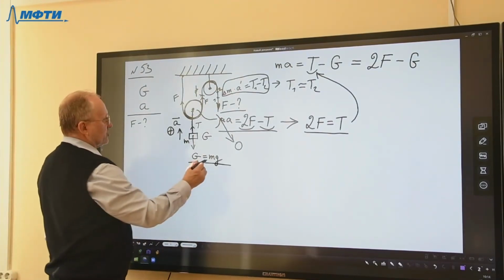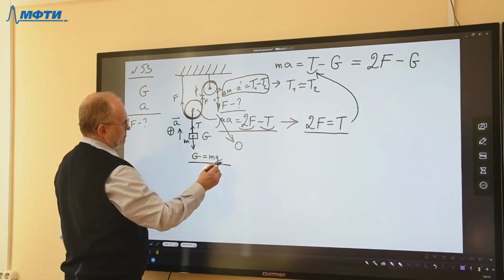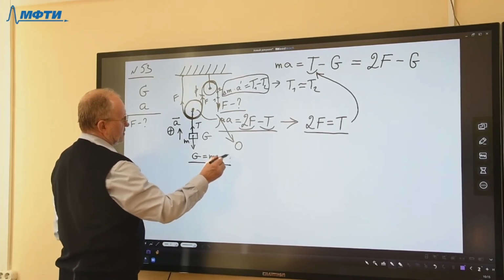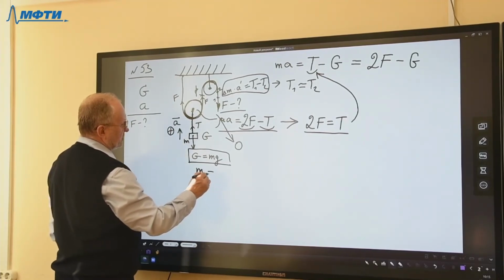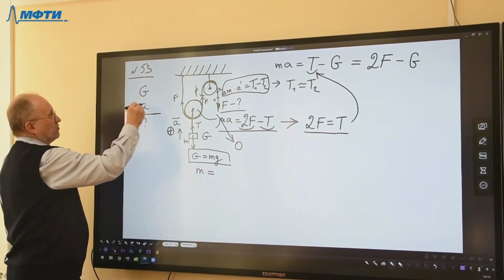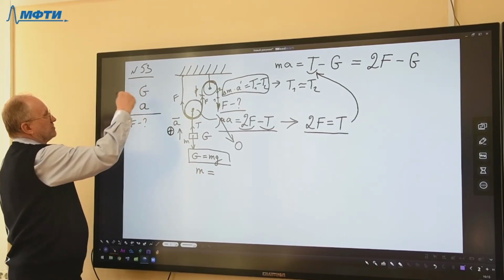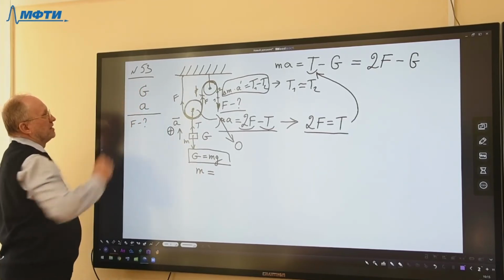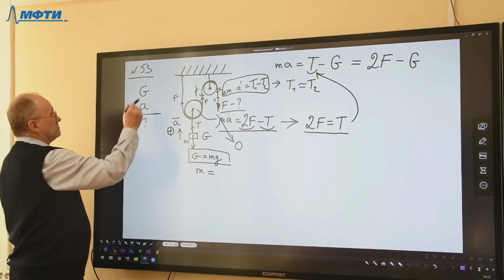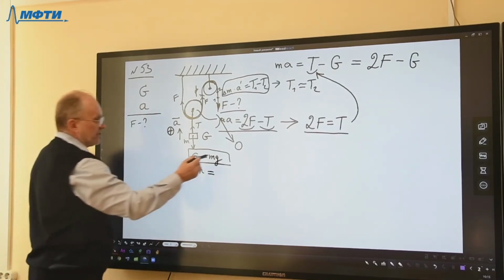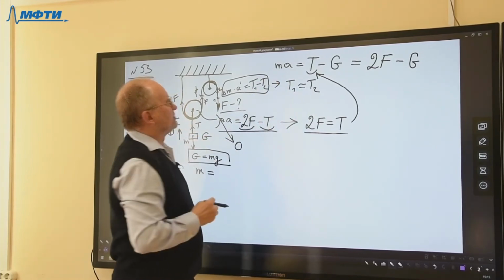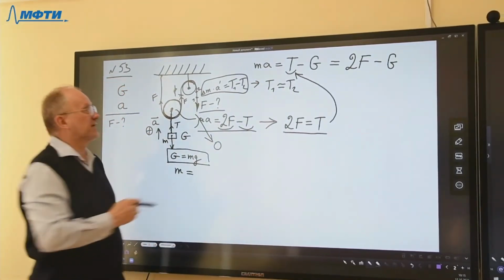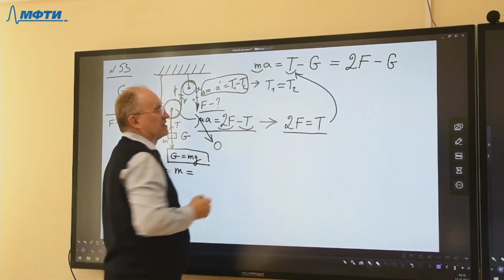And we know that G is related to the mass of the body. So the mass of the body is not given in this problem. We have only two quantities given in the statement of the problem, G and A. We don't know the mass, and so the mass should not enter into the final answer. The mass should not be found in the final answer to this problem.